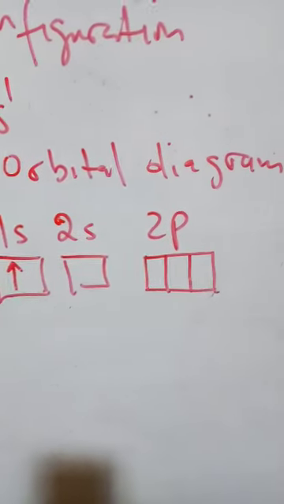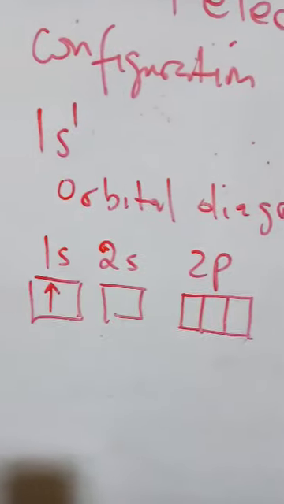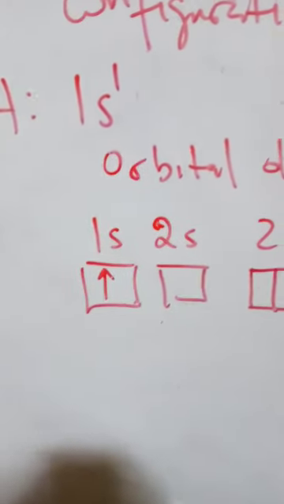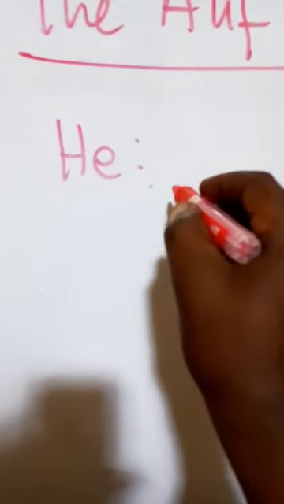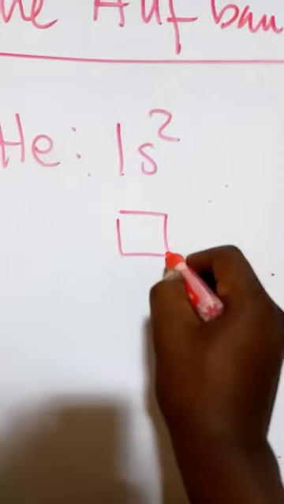The next element is helium, which has 2 electrons. So how are we going to write the electron configuration for helium? With helium, we know it has 2 electrons, so the electron configuration for helium will be 1s2.